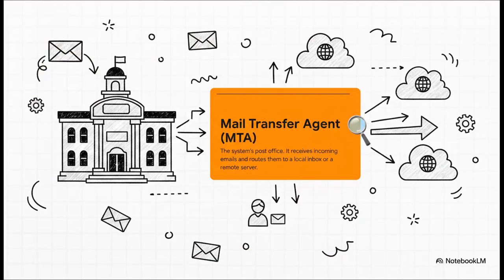First up, we've got the Mail Transfer Agent, or MTA. This thing is the absolute heart of the whole operation. It's the main post office. Every single email comes through here, and the MTA has to make a huge decision. Does this email go to a user right here on this server, or does it need to get shipped out across the internet to somewhere else?